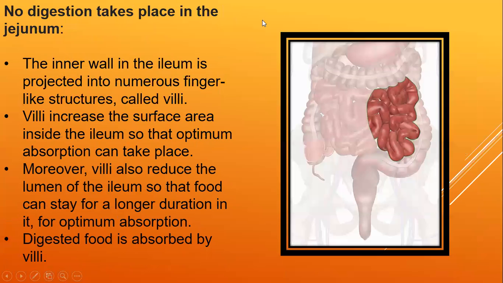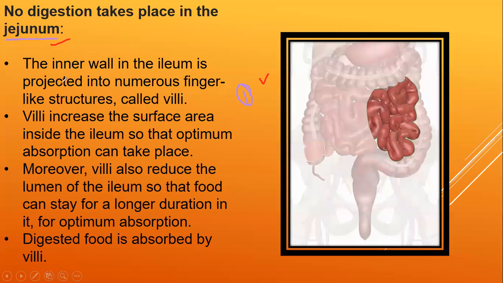No digestion takes place in the jejunum. So what is jejunum? Part of small intestine. Exactly. The first part we have discussed is the duodenum. The second part comes jejunum. Arihant, Ritik, everything is correct. Ishiga, everything is correct.